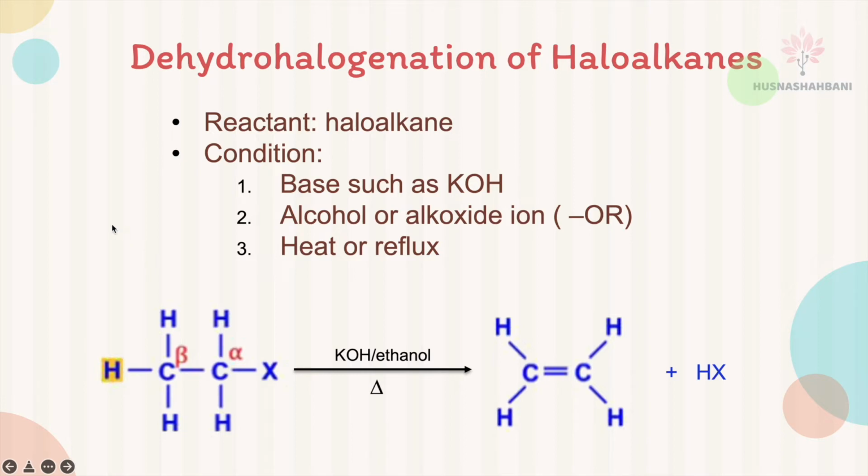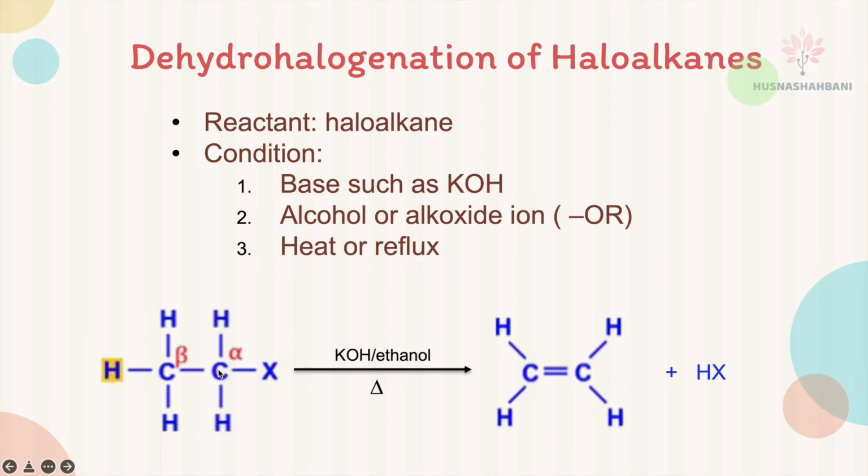Next, the second way to produce alkene is dehydrohalogenation of haloalkane. Dehydrohalogenation means removal of a hydrogen and a halogen atom. The reactant is haloalkane. This is haloalkane. The conditions are a base such as KOH in alcohol, or an alkoxide ion, and heat or reflux.